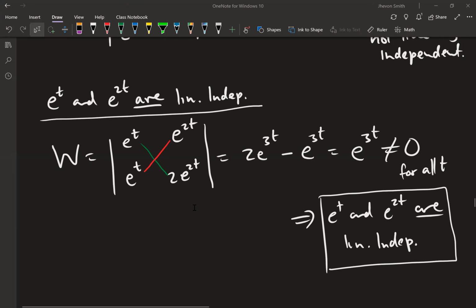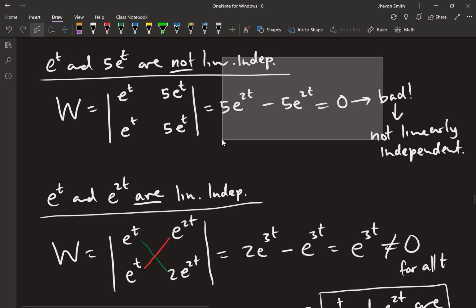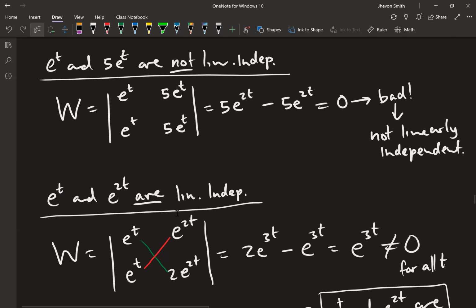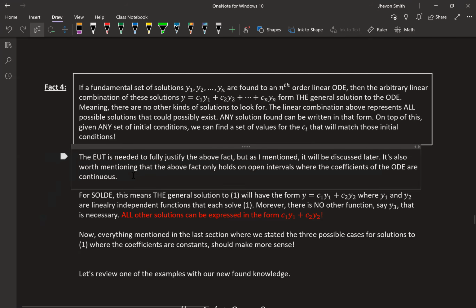So here I can find the Wronskian of functions, and I can determine whether or not they're linearly independent. And what that means as far as solutions to differential equations are concerned is that neither of these guys are redundant. e to the t and e to the 2t are not redundant in terms of their ability to solve a differential equation. However, e to the t and 5e to the t are. If you tell me one of these guys, it's the same as you telling me the other guy. Like, it's no new information. However, e to the t and e to the 2t, that's two pieces of new information. And that's the idea. This leads us to fact 4.